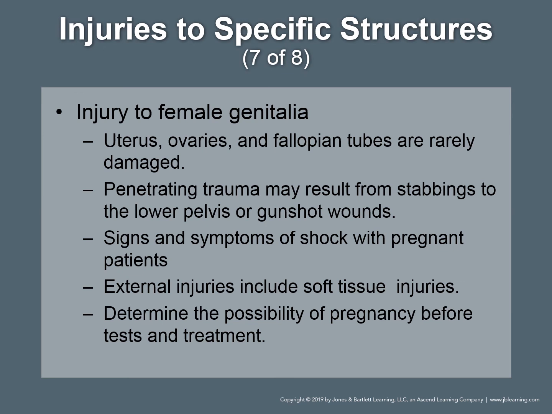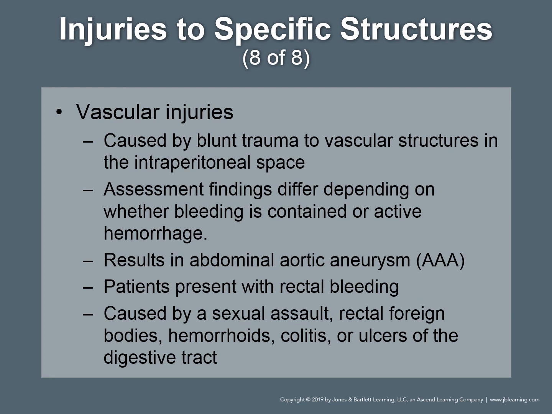And we talked about injuries to the soft tissue around the genital area, and determine the possibility of pregnancy before test and treatment. Some medications can interfere with the fetus, so we want to be careful and avoid those. Always ask your patient, are you pregnant? And then you have your vascular injuries to the chest and to the abdomen, and these are caused by blunt trauma. You see this a lot with the aorta, and you get aorta dissection, aortic tear, transections, and those patients will almost immediately bleed to death.